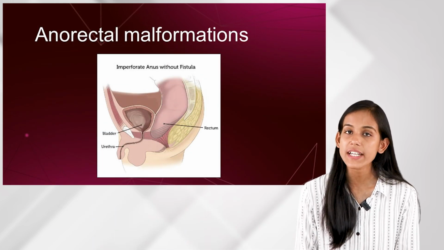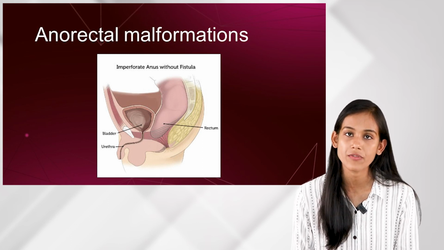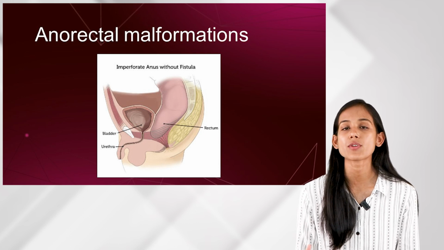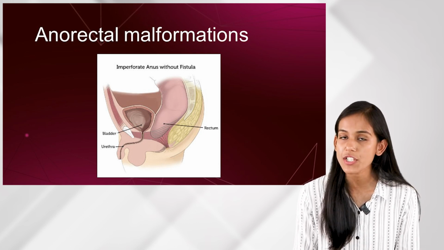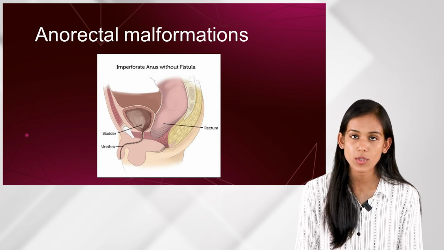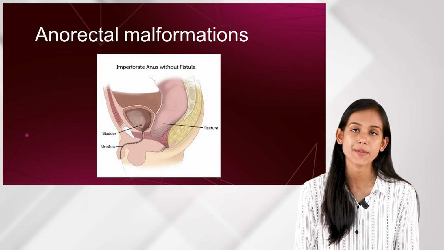Next we have anorectal malformations. This is basically a birth defect of the rectum that interferes with the normal passage of stool. Apart from these, we can also see malrotation of gut. Then there are several types of hernia. There is congenital intestinal obstruction and also Hirschsprung's disease.